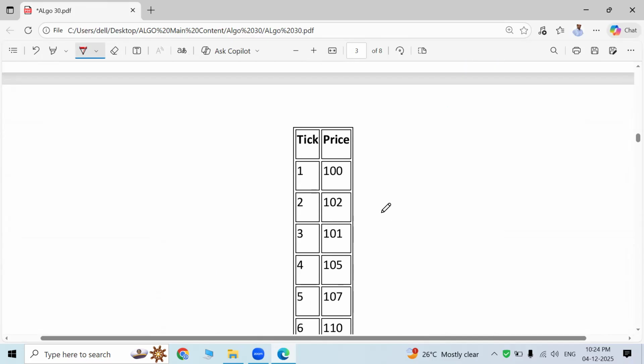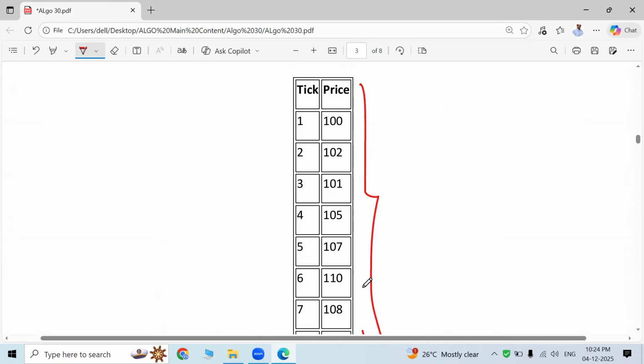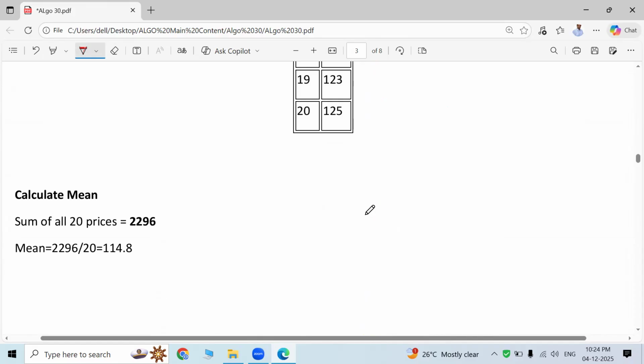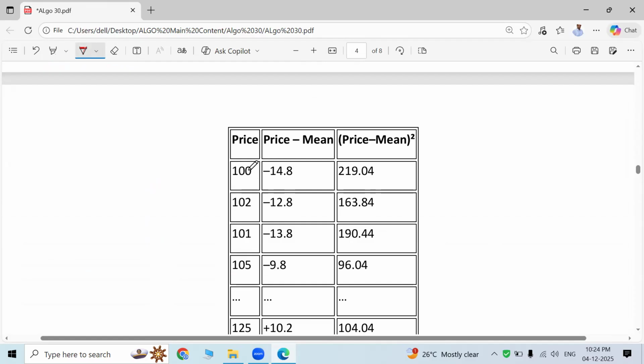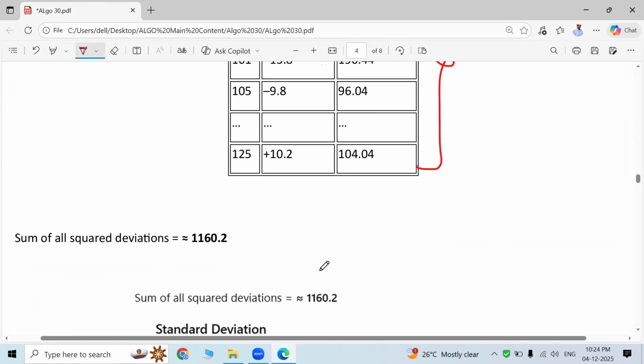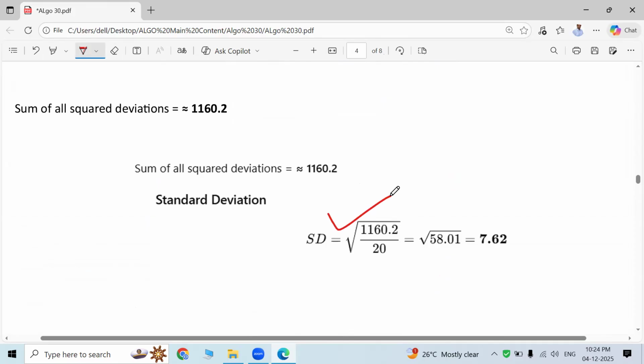First we collect the 20 prices from the market. These 20 prices may be from candles of 1 second, 1 minute or 1 hour. Whatever you want, you can choose that time cycle. Then we sum these 20 prices and divide by 20, so we get the average, the mean. Then we subtract the mean from each price and find the square of it. We find the sum of all the squared deviations, and the standard deviation is calculated from that sum divided by 20.